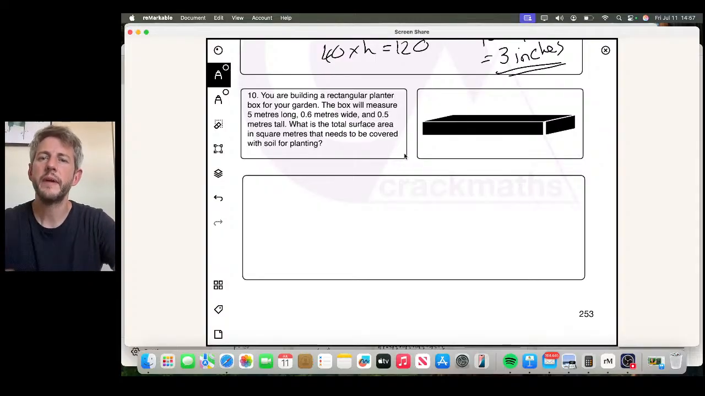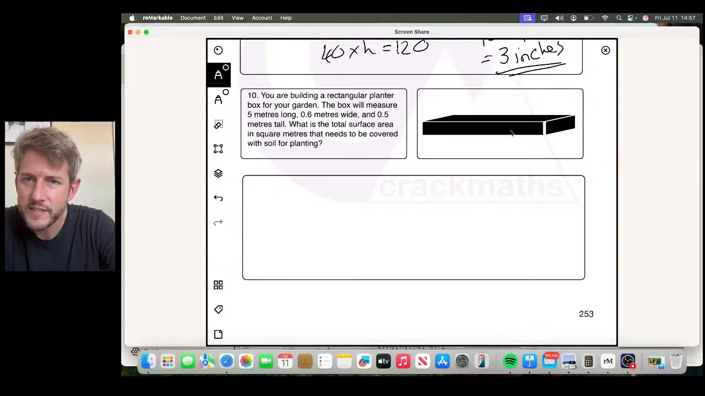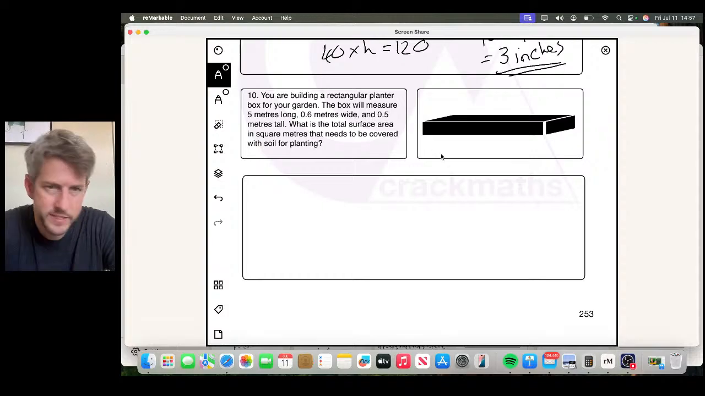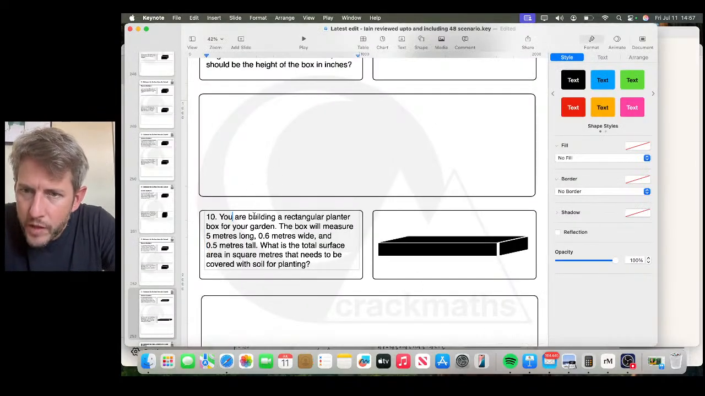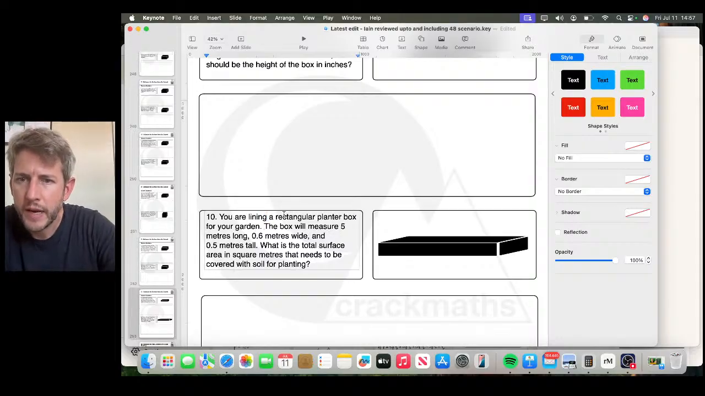So what does this actually mean? The thing is that this is trying to imply that you need to line the inside. You need to put soil on the inside, so it's going to be one base and the 4 sides. I think it actually needs to say something more along the lines of lining. Sorry about this. I'm going to say you are lining a rectangular plant box for your garden.